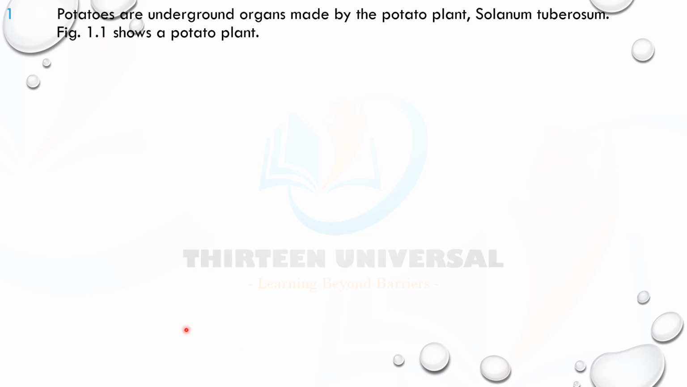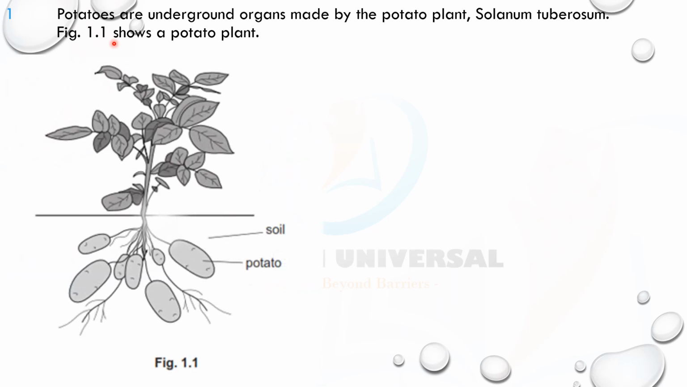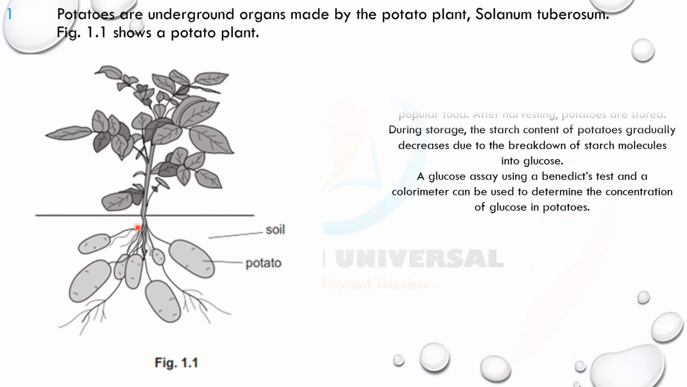Now, the first one says potatoes are underground organs made by the potato plant, Solanum tuberosum. Fig 1.1 shows a potato plant. Is it sweet or Irish? It looks like Irish potato, okay? But I love sweet potato. So this is a tuber plant, okay? Now, underground organ, you can see that. But let's hear what they have to say about it.